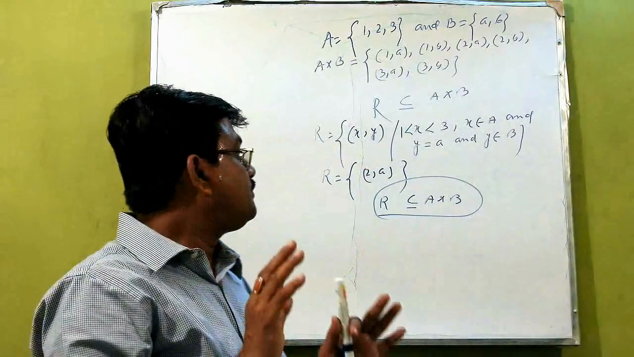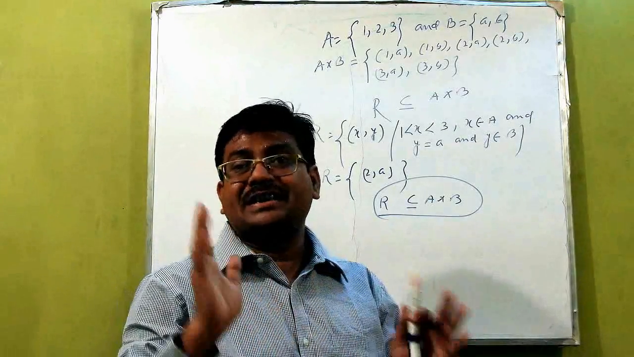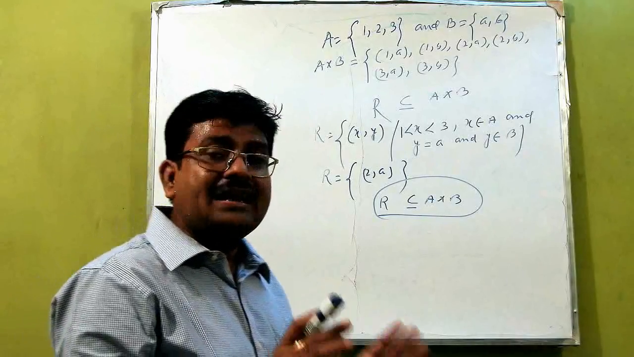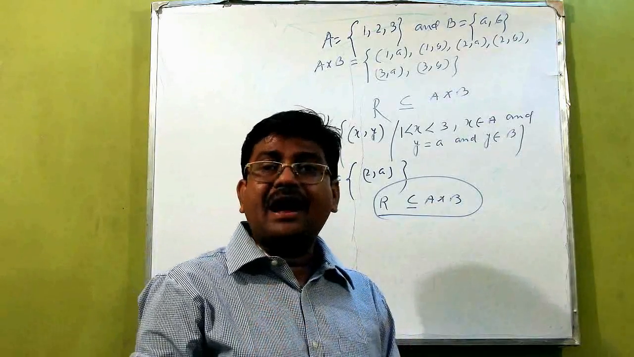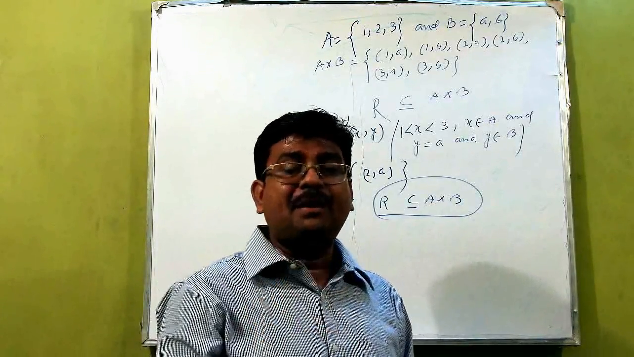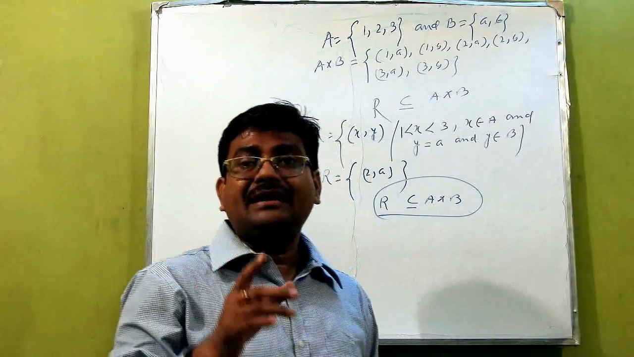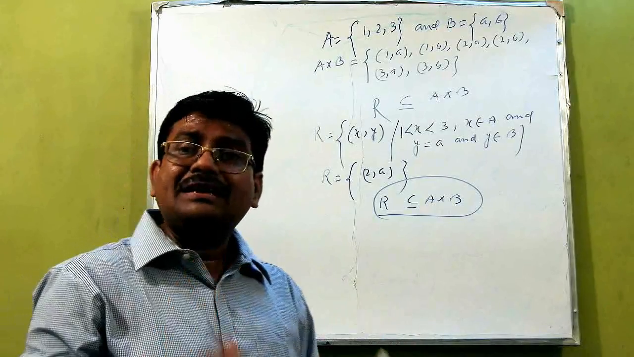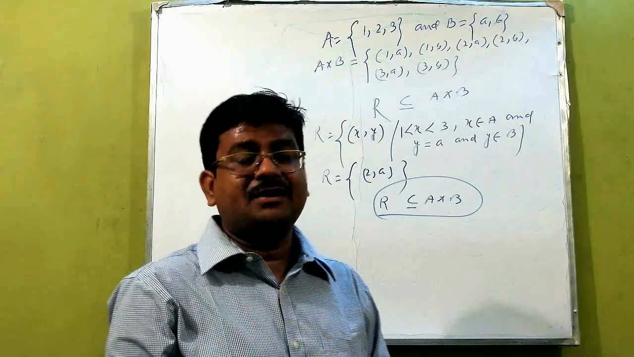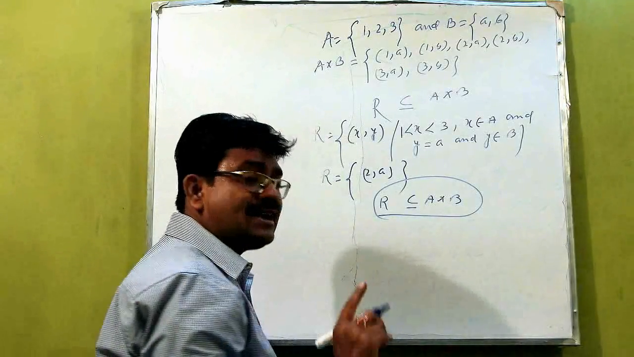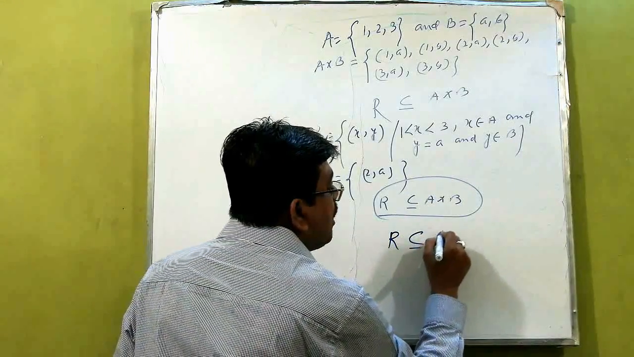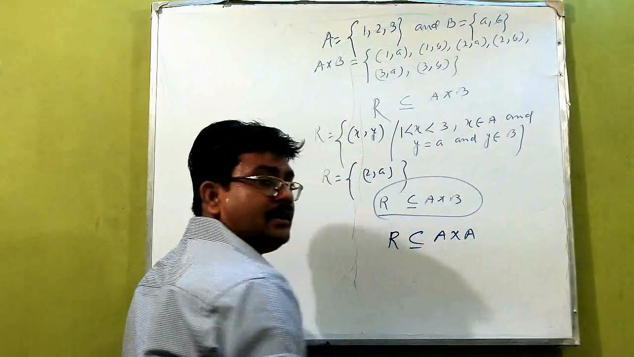Now, relation on a set. If we consider set A, then a relation R defined on itself, that is defined on A cross A, is called a relation on a set. Therefore, in this case, R is a subset of A cross A. Therefore, in the case of a relation on a set, R is a subset of A cross A.